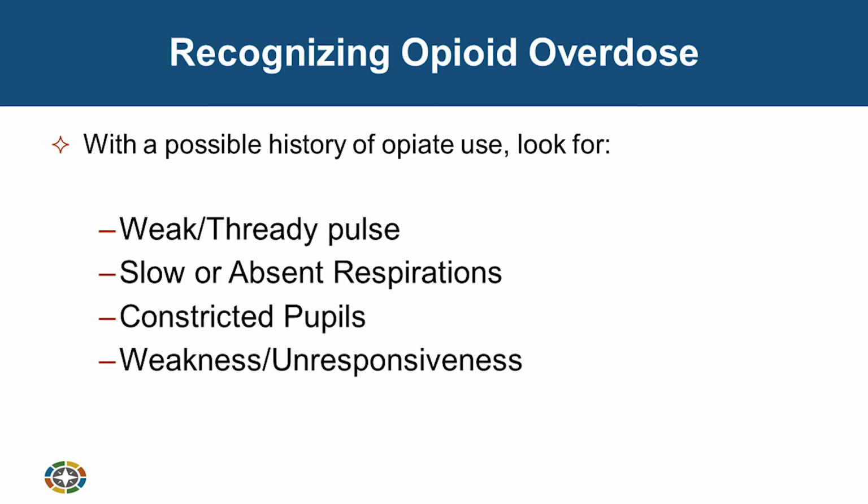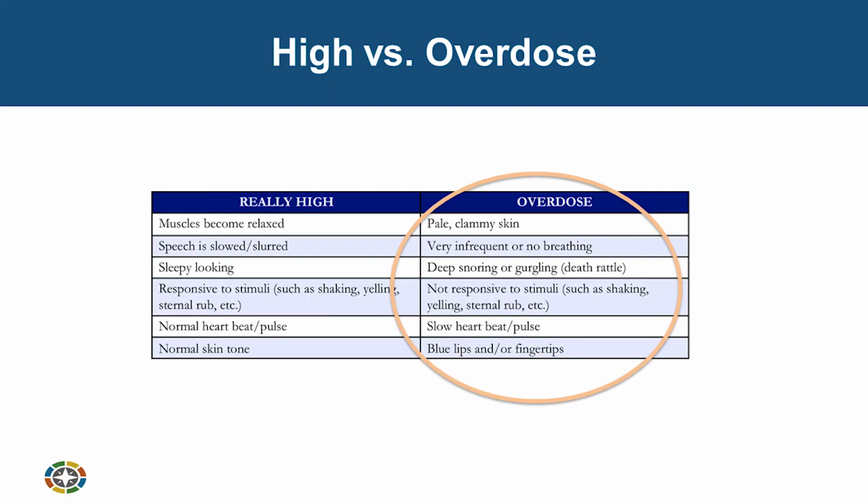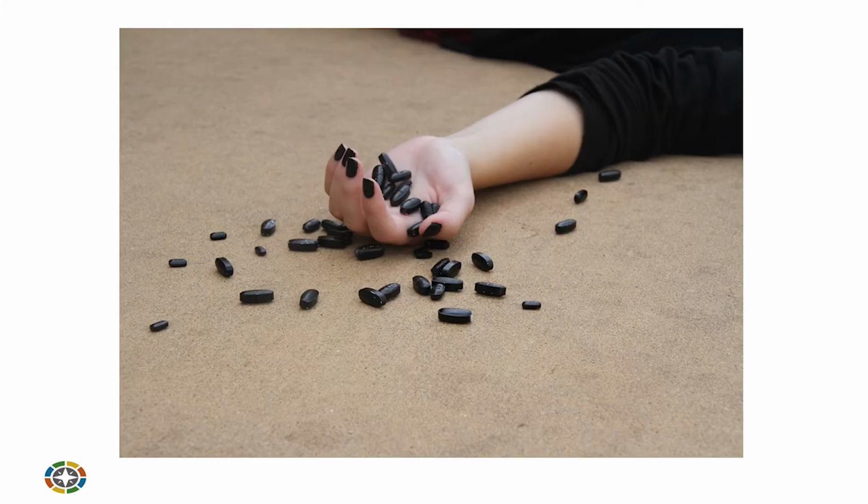When somebody has a possible history of opiate use and they are found down, I just want to cover real quick: opiate overdose looks like a weak thready pulse, slowed or absent respirations, constricted pupils, and weakness and unresponsiveness. We don't see a ton of this in the doctor's office, but anything is possible. The difference between really high, which is relaxation, slowed speech, sleepy looking, and people responsive to stimuli, versus an overdose, which is pale clammy skin, no breathing, deep snoring, and not responsive to stimuli. This is how you make the distinction.